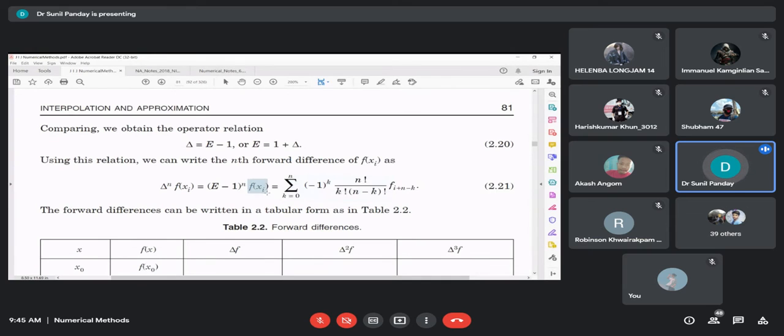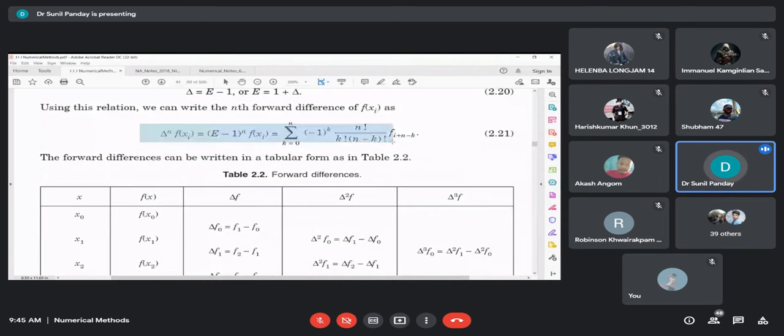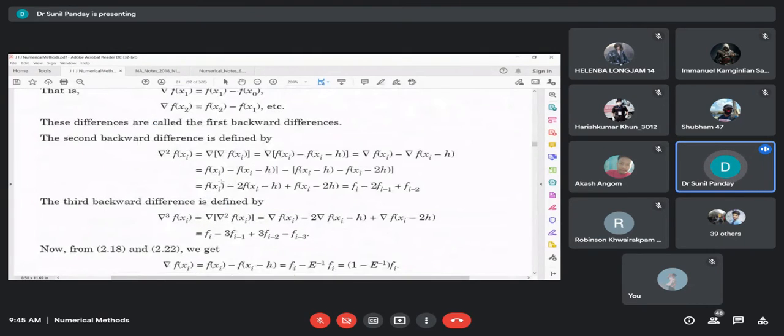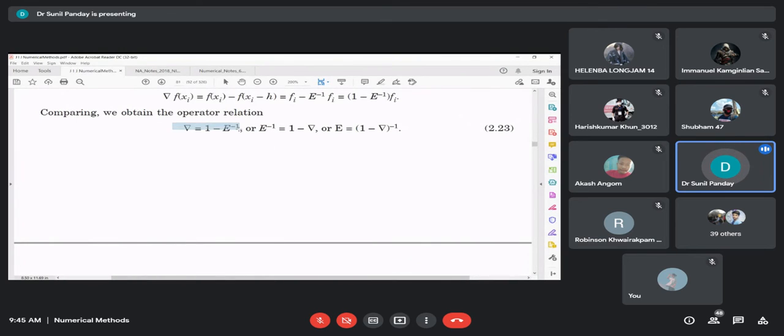And then you apply f of xi to this expression, and you will get this kind of expression. So you will see the application of this one also. Then the backward difference is already discussed with you, second order also. And the relation between the backward and inverse shift operator is this one.